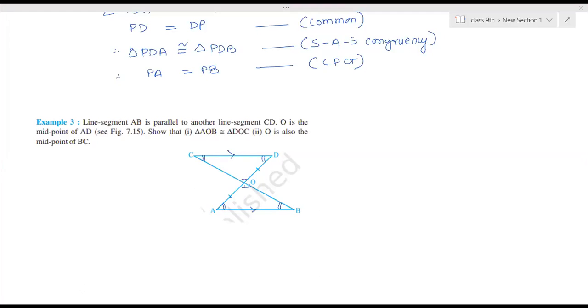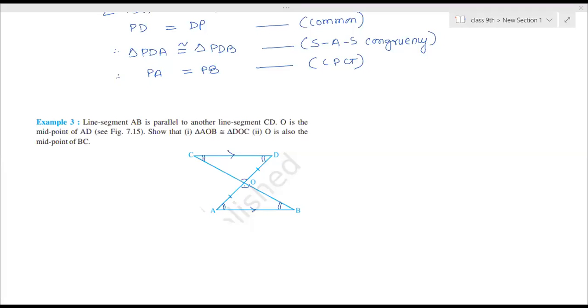So homework is exercise 7.1, first 5 questions, NCERT. Okay, ma'am. 7.1, first 5 questions. Questions 6, 7, 8 are very important. I will solve them.